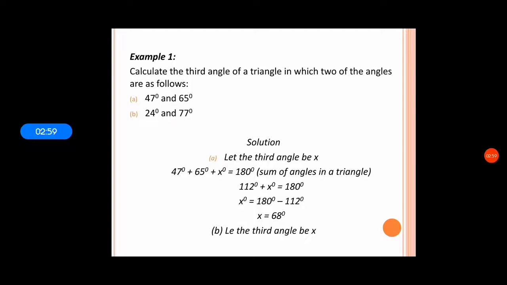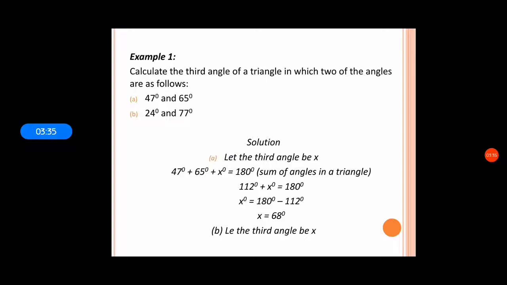So solution. The first thing to do is to give the third angle a name. Then we say let the third angle be x. Now we have to add all those three angles together. Remember, we are given two angles. In the first question, we have 47 degrees, 65 degrees, and we have created the third angle and we call it x. So now all of them are in the same triangle. So we have 47 degrees plus 65 degrees plus x degrees equals 180 degrees.